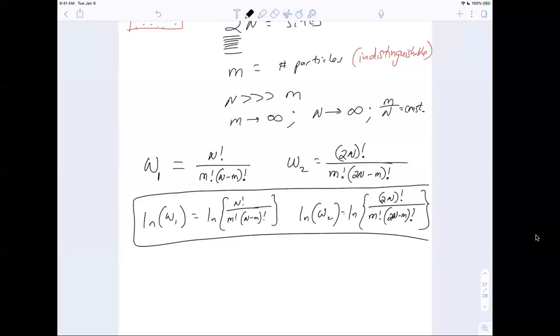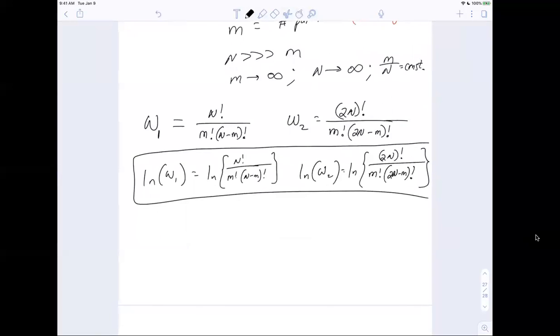And in fact, dealing with logs is actually good. In this case, let's just decompose what this log is. We have a log of a ratio, and I hope everyone remembers that this can just be written as the log of n factorial minus the log of m factorial minus the log of n minus m factorial. That's what log of W1 is. Because you have this ratio in the argument of the log, it just becomes the addition of log terms.